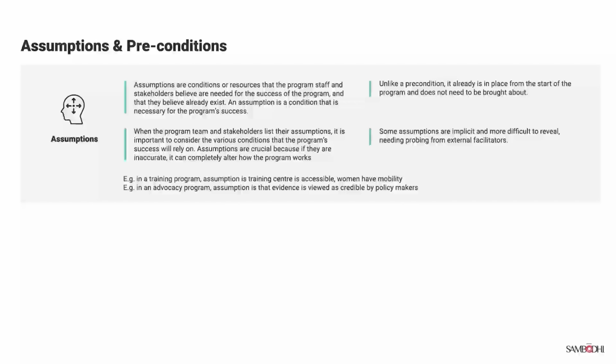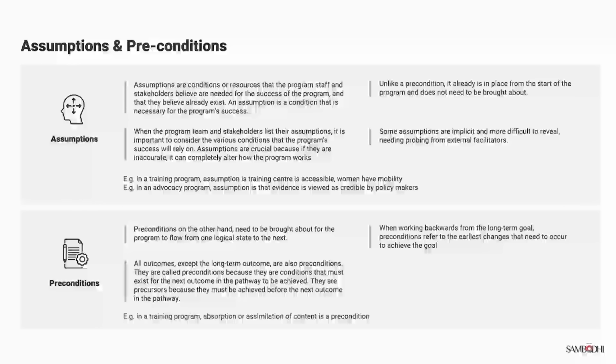Some assumptions are implicit and more difficult to reveal, which requires probing from external facilitators. For example, in a training program, the underlying assumption is that the training center is accessible and women have the mobility to reach them. However, the assumption that a training center is accessible to all participants is not always valid. In many cases, women may face various barriers that prevent them from attending training programs, such as lack of transportation, cultural restrictions, or childcare responsibilities. Preconditions, on the other hand, need to be brought about for the program to flow from one logical state to the next.